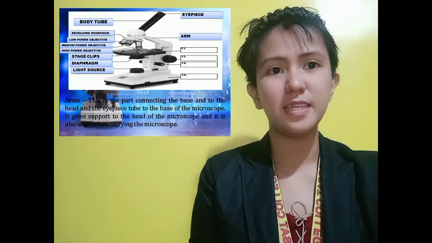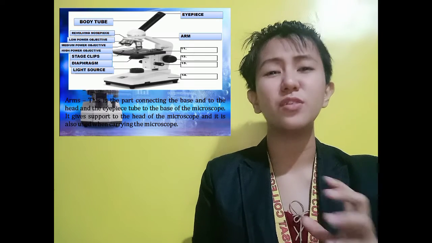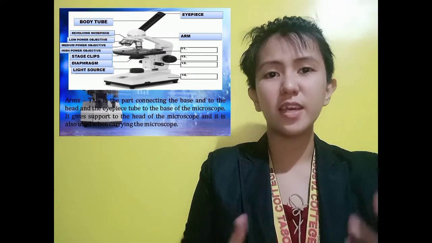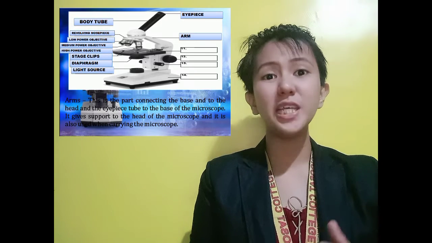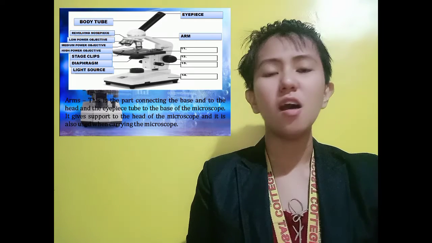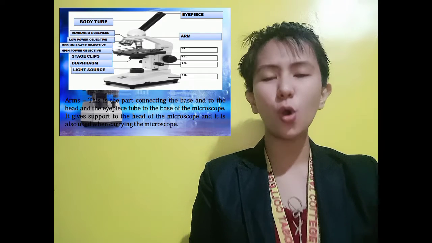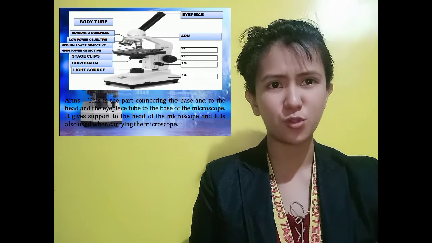So, next is the arm. This is the part connecting the head of the eyepiece tube to the base of the microscope. It gives support to the head of the microscope, and it is also used when carrying the microscope.